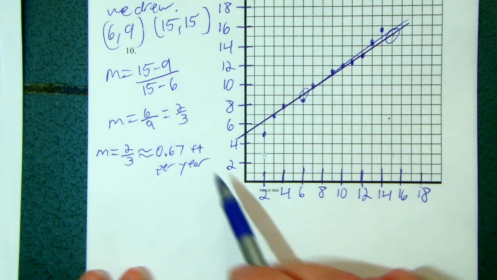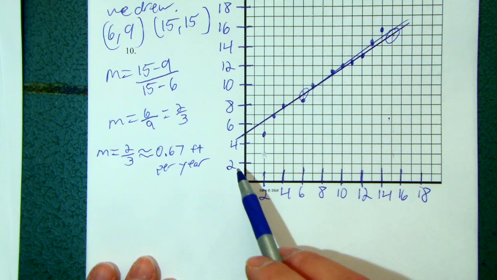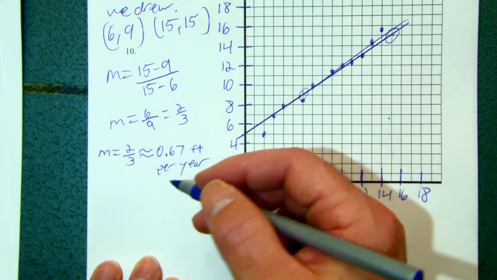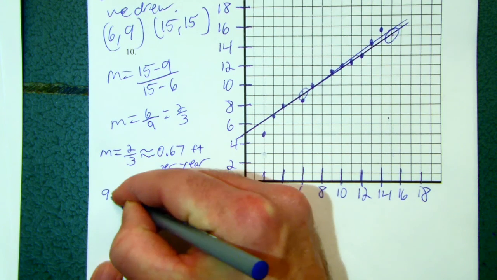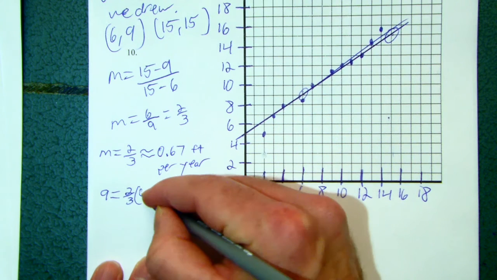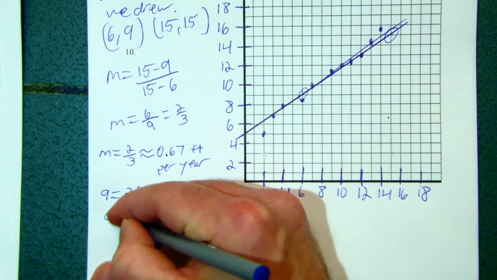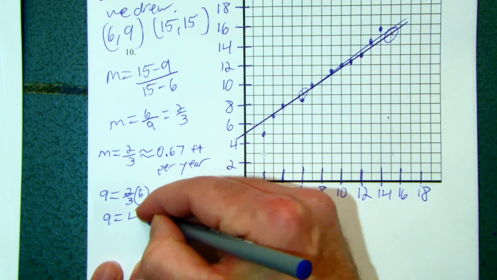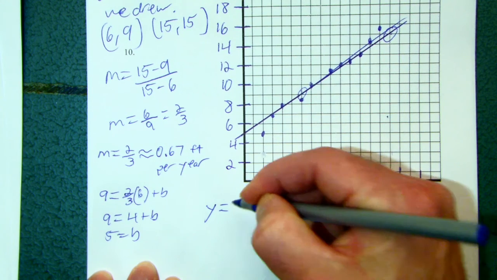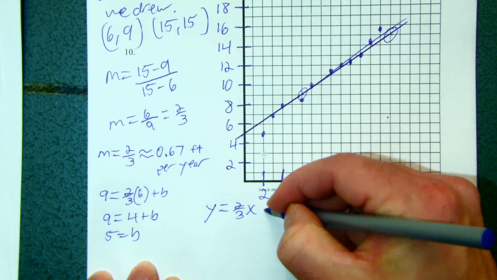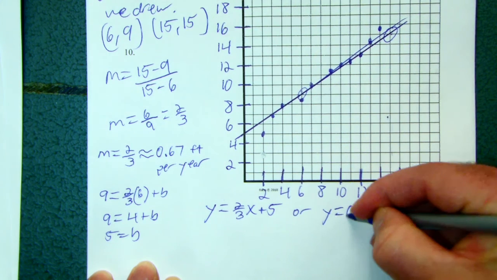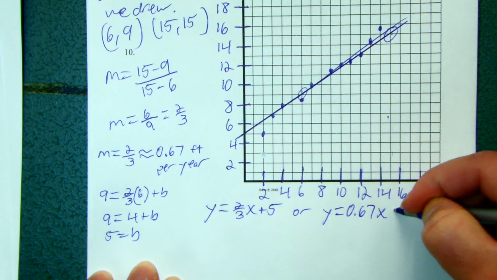Okay, so then next up, we need to get the y-intercept. Our y-intercept should come out to be about 5 here. But if we use our whole numbers, we'll have 9 equals 2/3 times 6 plus b, so we'll get 9 equals 4 plus b, so we'll get 5 is equal to b. So you can write your equation as y equals 2/3 x plus 5, or y equals 0.67x plus 5. It doesn't matter.